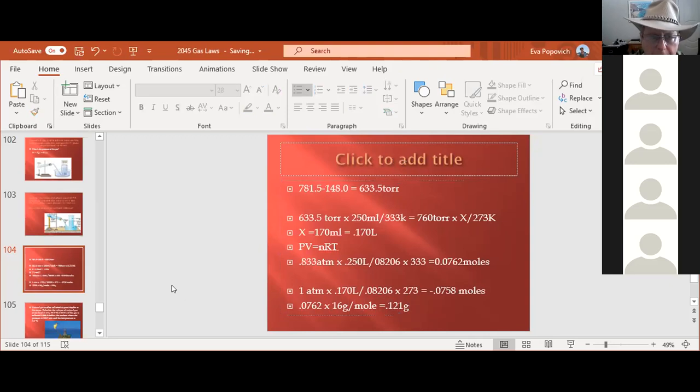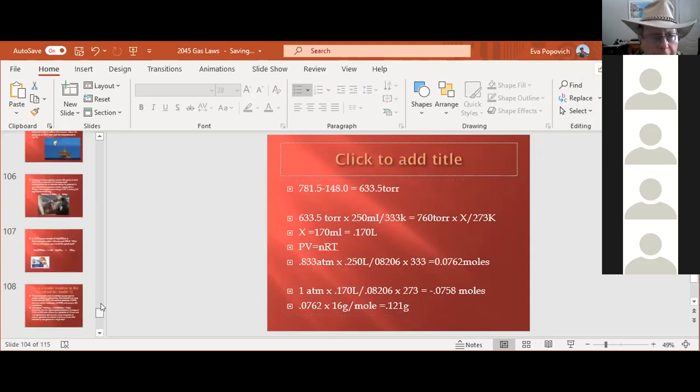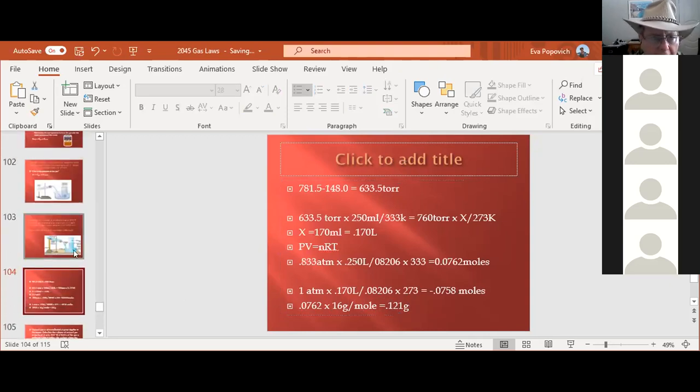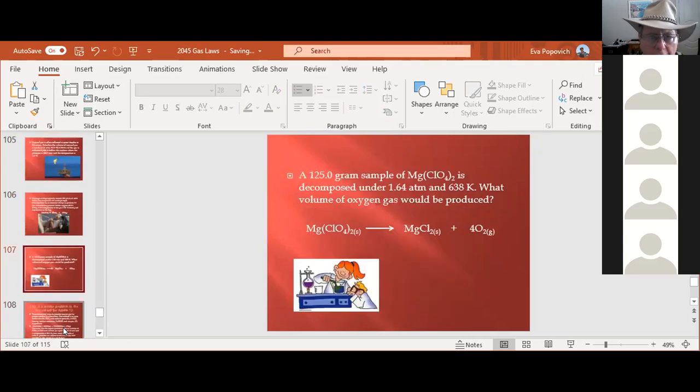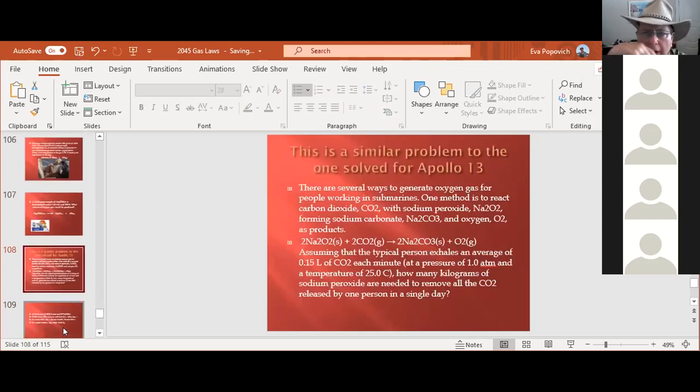The biggest problem with these is trying to figure out which equation you have and which way you need to solve it. Questions, guys?